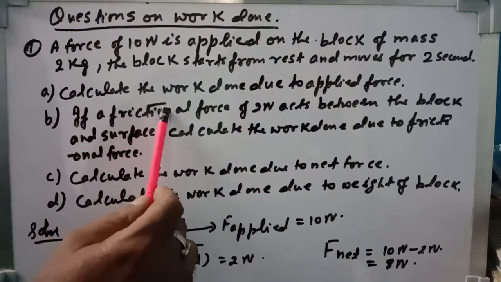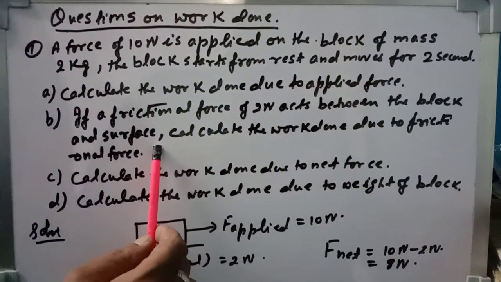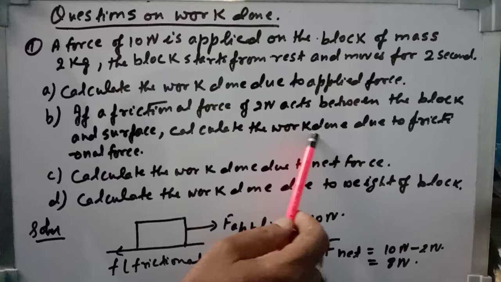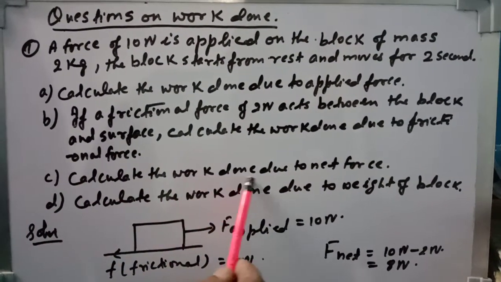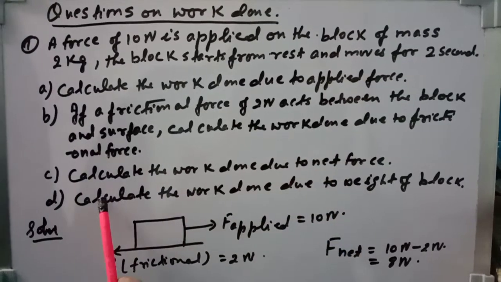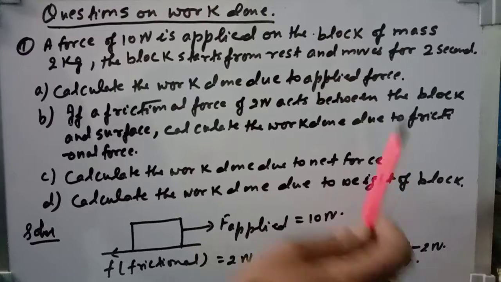Second part is if the frictional force of 2 Newton acts between the block and the surface, calculate the work done due to frictional force. Third part is calculate the work done due to the net force, and fourth part is calculate the work done due to the weight of the block.